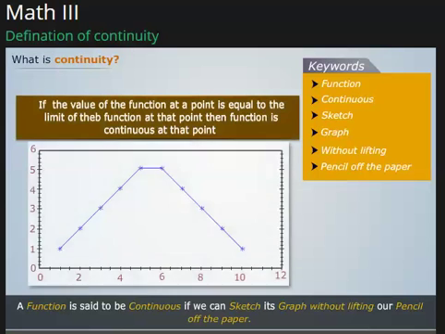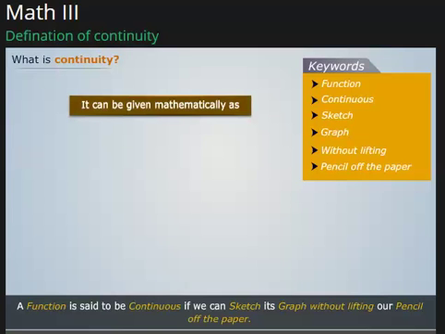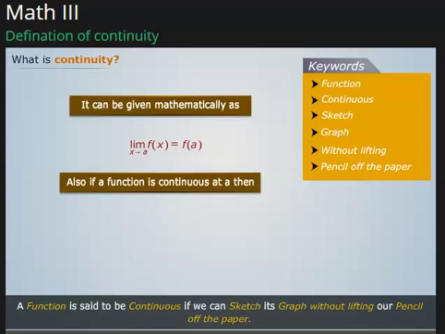If the value of the function at a point is equal to the limit of the function at that point, then the function is continuous at that point. It can be given mathematically as. Also, if a function is continuous at a, then.